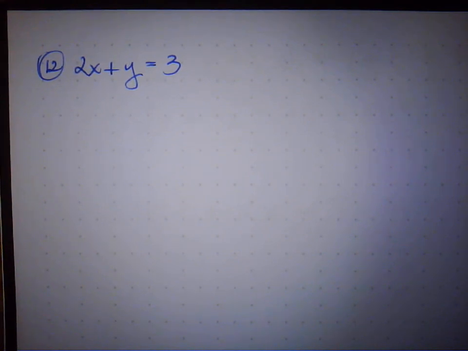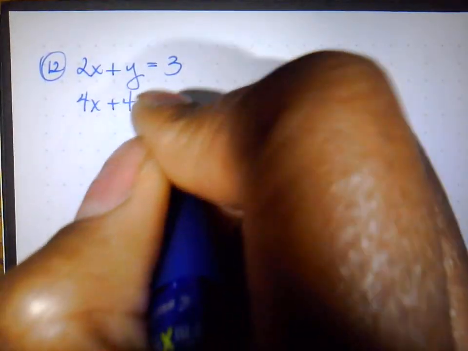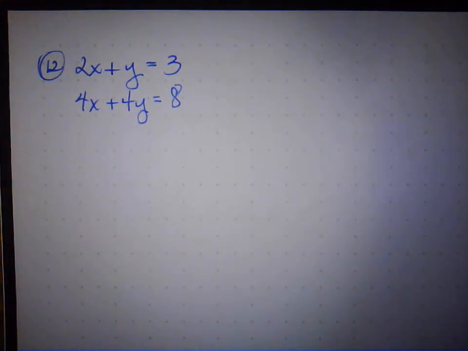All right, number 12, y'all. So we have 2x plus y equals 3 and 4x plus 4y equals 8. Shuaib, just watch. Okay?